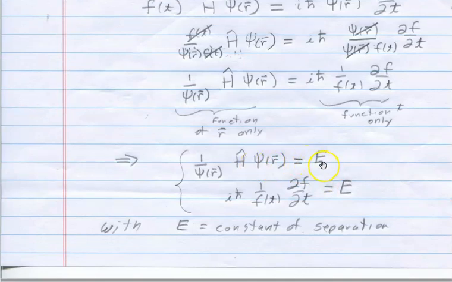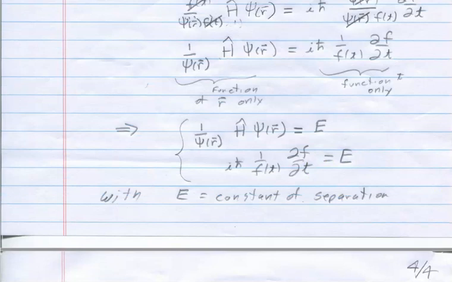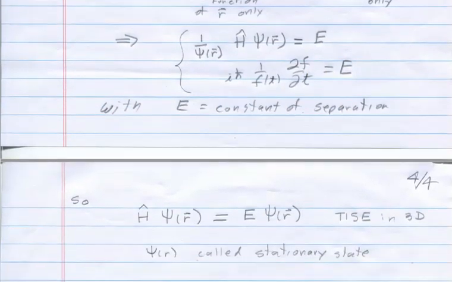And of course, we had an interpretation of that as the energy, total energy. And we'll do that here as well. But we set this side equal to E and get this equation, set this side equal to E and get this one. And E is, at least at this stage, the constant of separation.